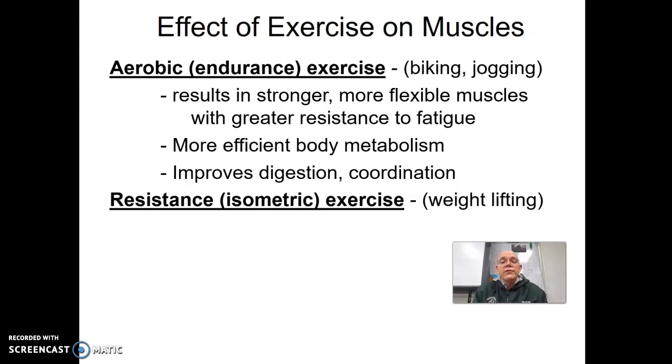Okay, now isometric or resistance training or exercise. Weightlifting would be probably one of the biggest examples. Okay, you're pushing something, a weight or something that resists it. Now, in this type of training, you're going to get larger individual muscles, okay? And it's because each individual muscle cell actually gets larger. While in aerobics, they get stronger and more flexible, but they don't necessarily actually get bigger. So this is why a weightlifter bulks up and shows his arm, you know, whatever. He's going to be a lot bulkier.